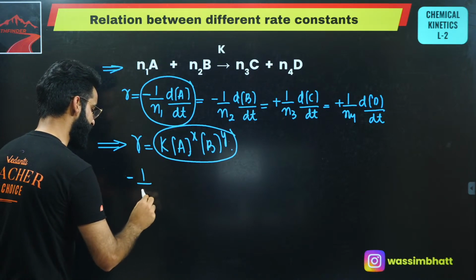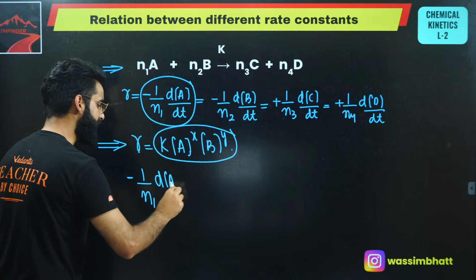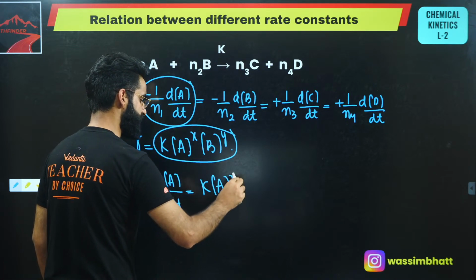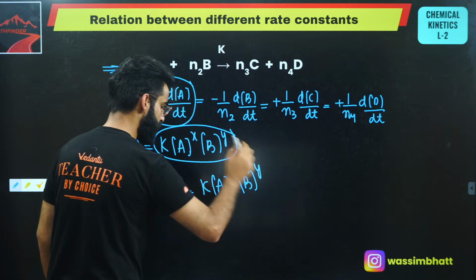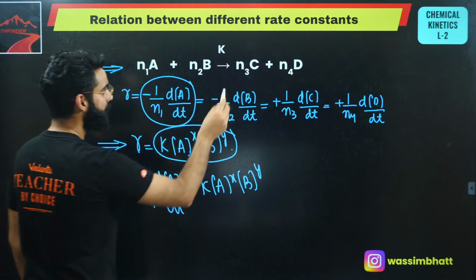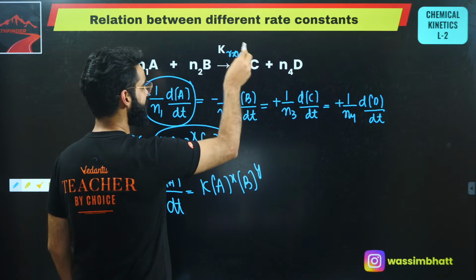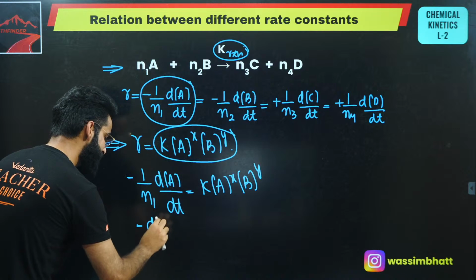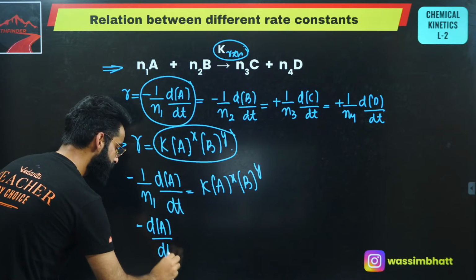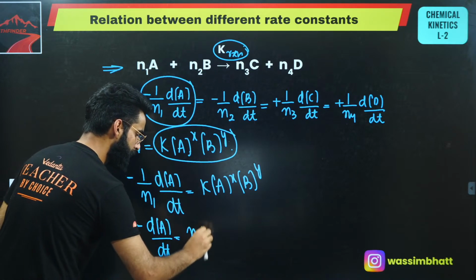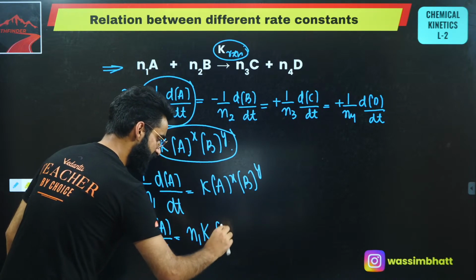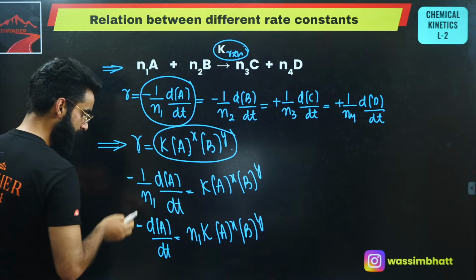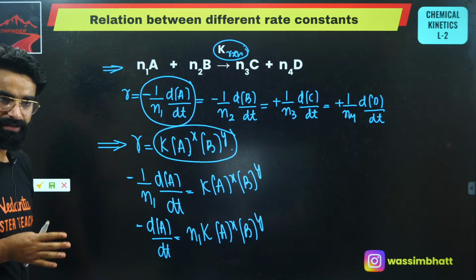I can write minus 1 divided by N1, d of A divided by dt, is equal to K multiplied by the concentration of A raised to the power X multiplied by the concentration of B raised to the power Y. What is K? K is the rate constant of the reaction, correct? Now I can write it like this as well: minus d of A divided by dt is equal to N1 multiplied by the rate constant of the reaction multiplied by the concentration of A raised to the power X multiplied by the concentration of B raised to the power Y, right? I'm sure it's clear to everyone.